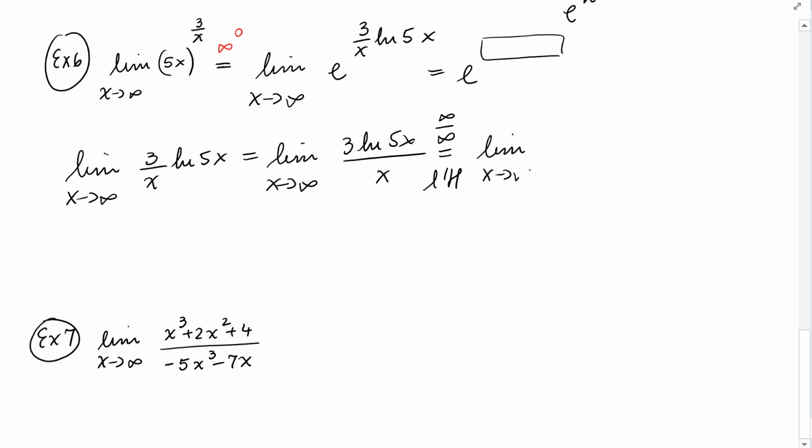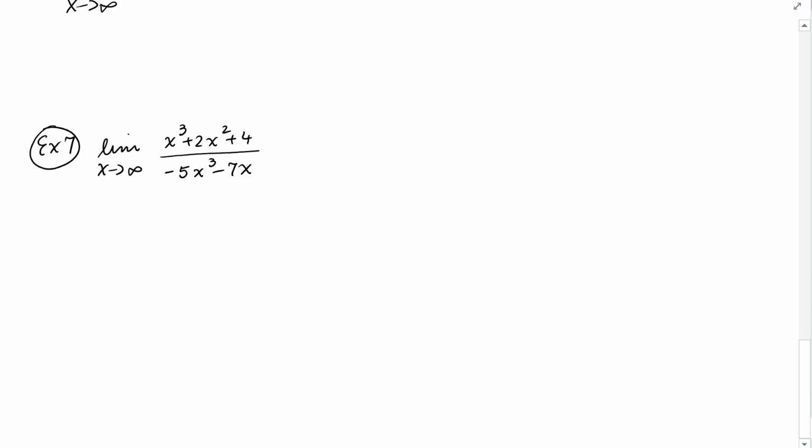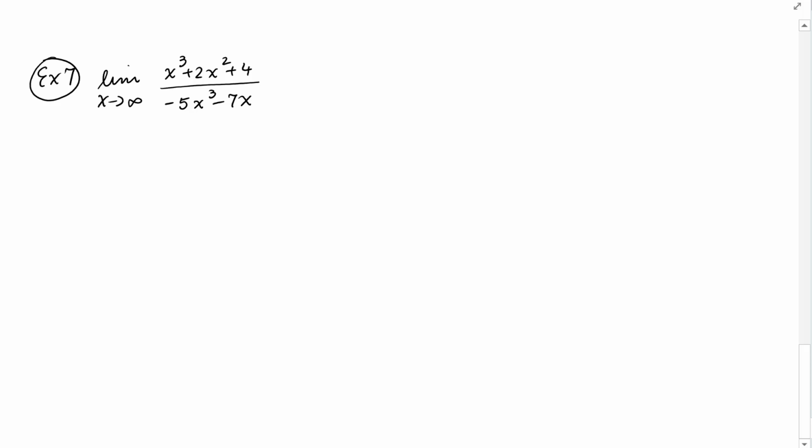Limit as x is approaching infinity of 3 times ln of 5x, its derivative is 1 over 5x times the derivative of 5x, which is 5, over 1. So when we plug in infinity, we get 3 over infinity, which is 0. So we go back, e to 0 is 1. Don't forget once you stop at e to put back the answer. And then there is another situation.